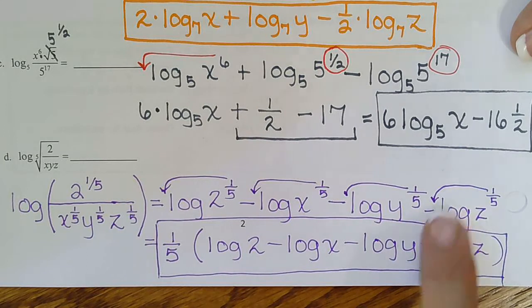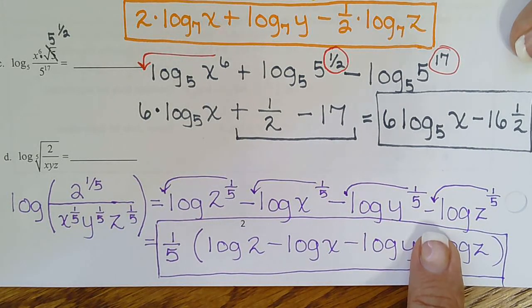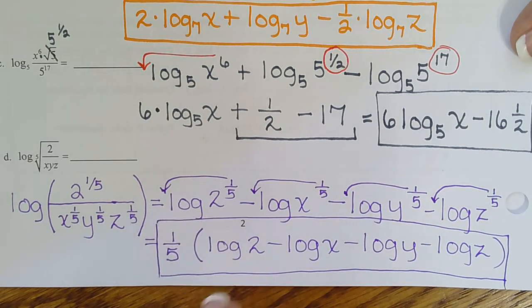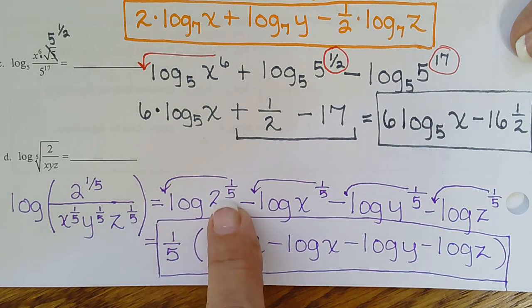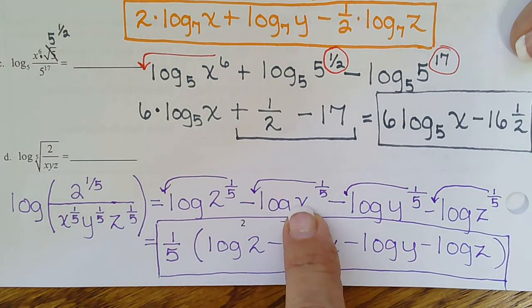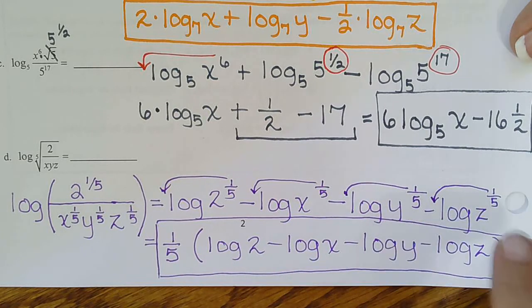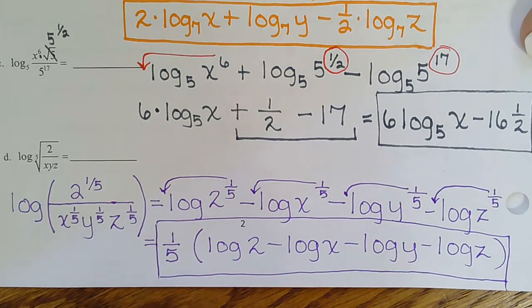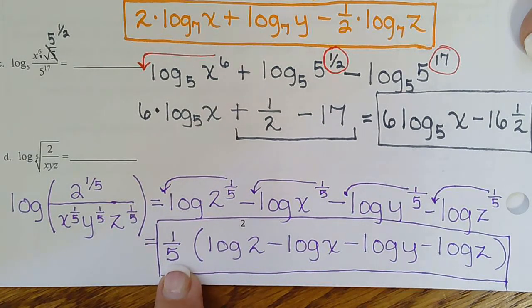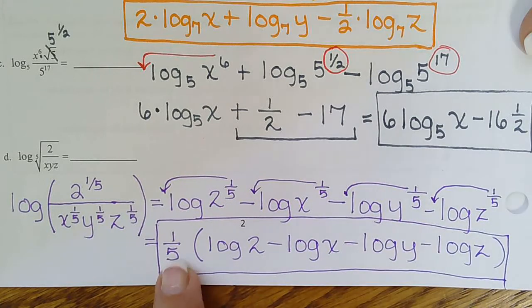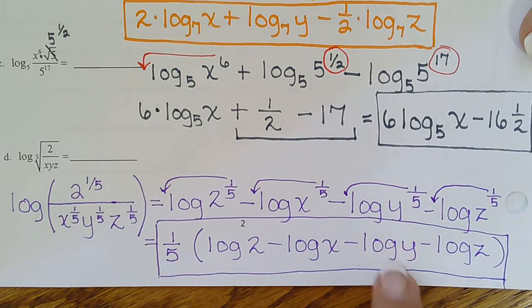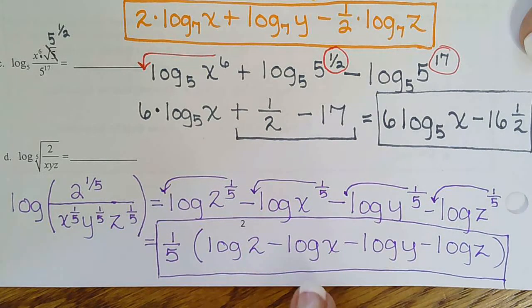So what I explained before I turned on the video was that with the 1/5, we use the power rule and all those 1/5 come down in front. 1/5 times log 2, minus 1/5 times log x, minus 1/5 times log y, minus 1/5 times log z. And what the textbooks like to do is take that GCF out. If they all have a 1/5 in front, can I take it out and write what's left? Log of 2 minus log of x minus log of y minus log of z.